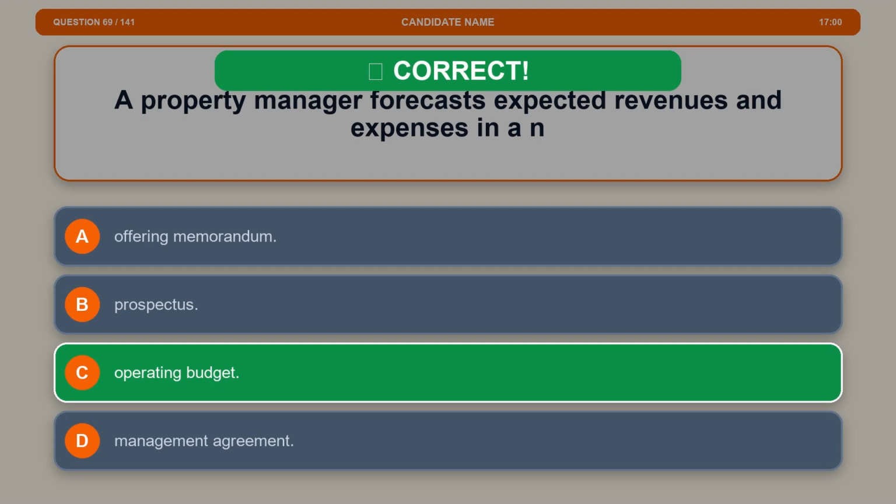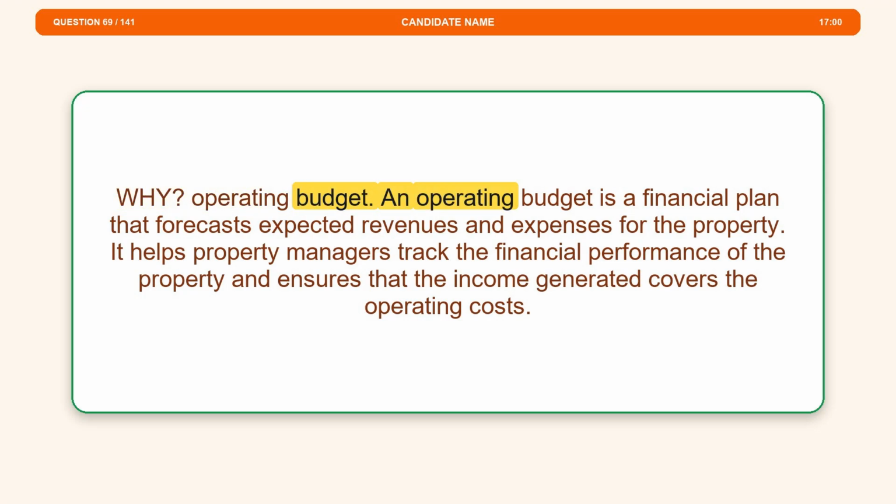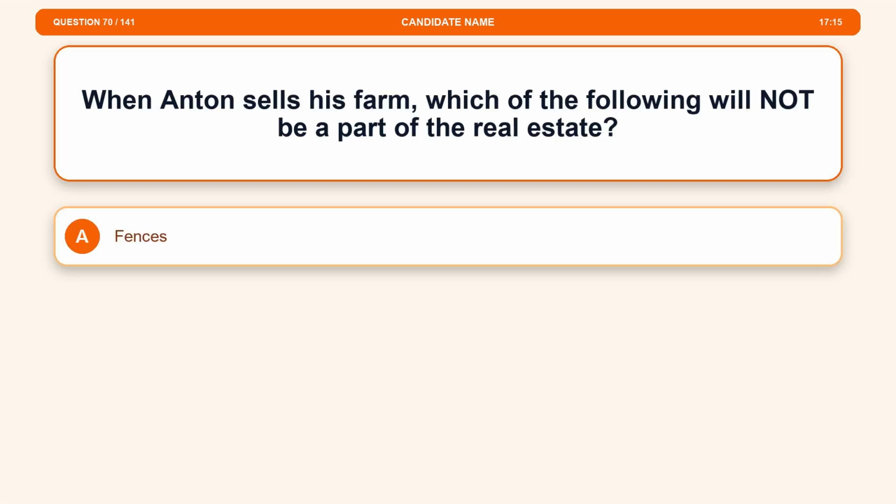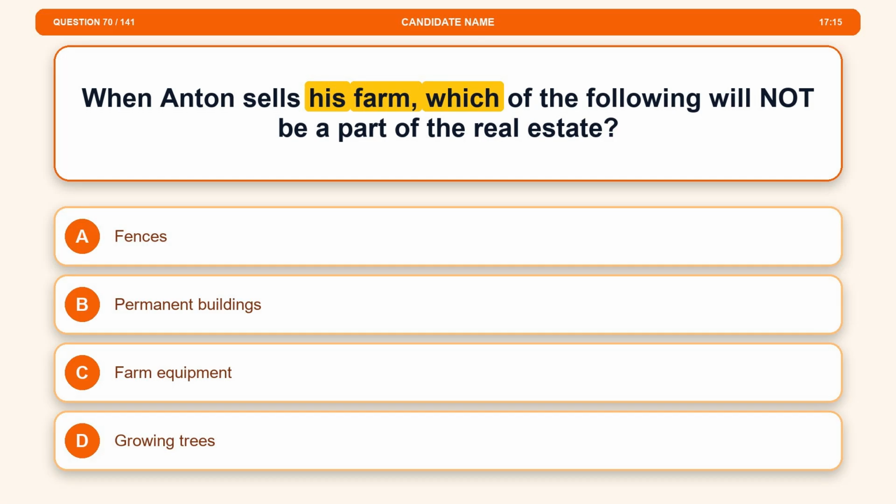The correct answer is option C, operating budget. An operating budget is a financial plan that forecasts expected revenues and expenses for the property. It helps property managers track the financial performance of the property and ensures that the income generated covers the operating costs.